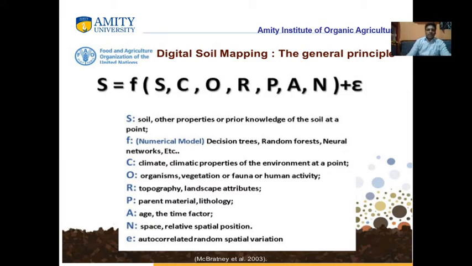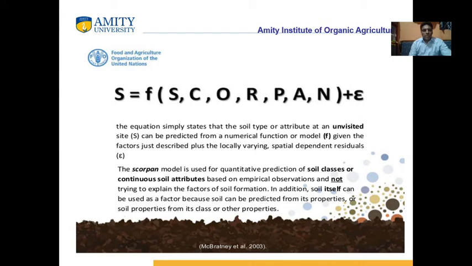In this, a model was called a scorpan. A scorpan was used for the prediction of soil classes. Different models are used in soil science, and the study is very high, digital, sophisticated, and different instruments and models are used for the study of soil science.